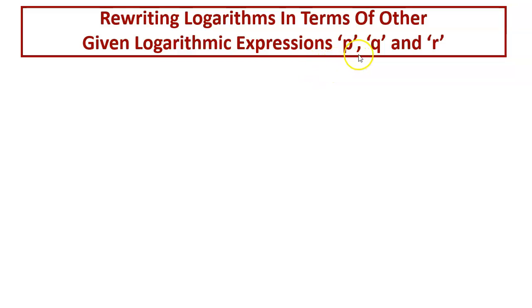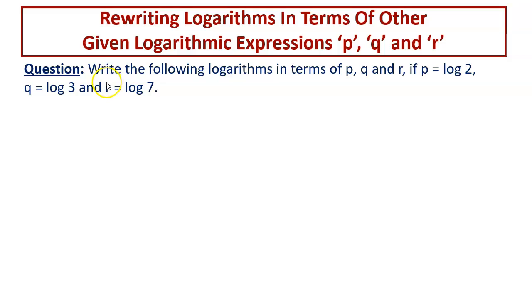First of all, let us know what these variables refer to. Write the following logarithms in terms of P, Q and R. If P is equal to log of 2, that means the base is 10, Q is equal to log of 3 and R is equal to log of 7. Question number 1. Log of 6. We have to write log of 6 in terms of P, Q and R.